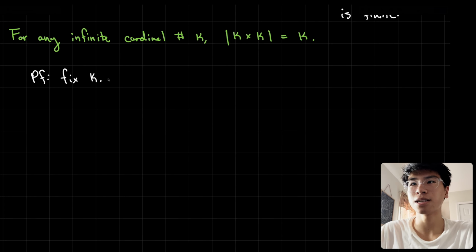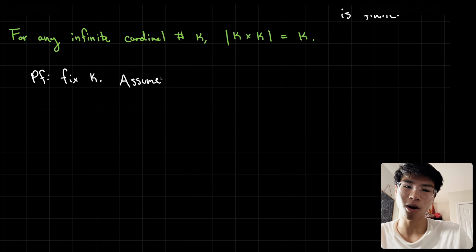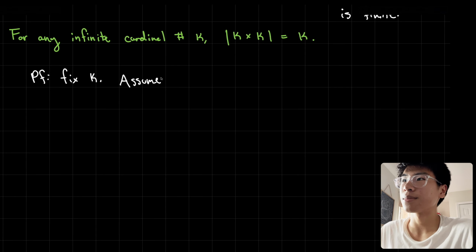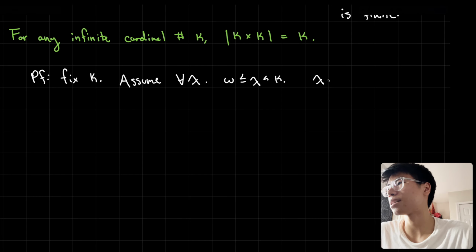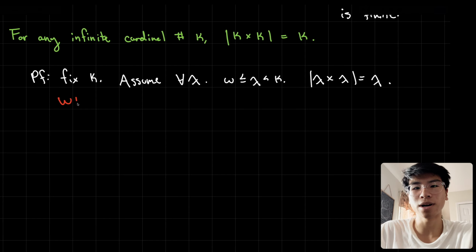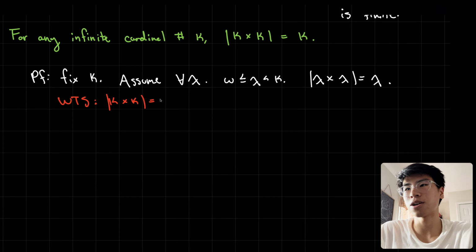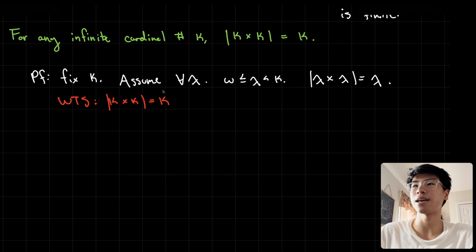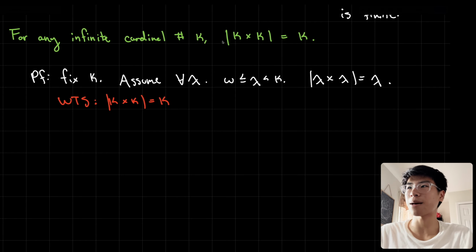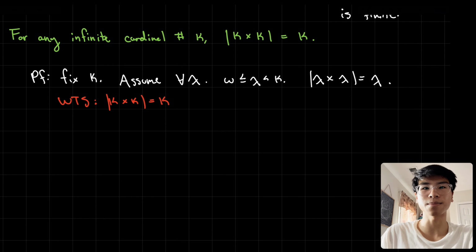And for the sake of induction, assume that we've already proved for all infinite cardinals less than that, the equation holds. Assume for all cardinals lambda, where lambda is infinite but less than kappa, that lambda crossed with lambda is of cardinality lambda. Now we want to show that kappa crossed with kappa has cardinality kappa. As long as we do this, we fit the formula for transfinite induction, and the statement for any infinite cardinal kappa becomes true. Okay, so let's try to do it.